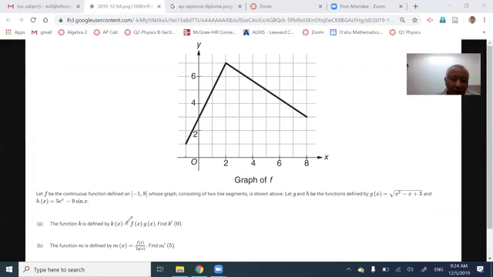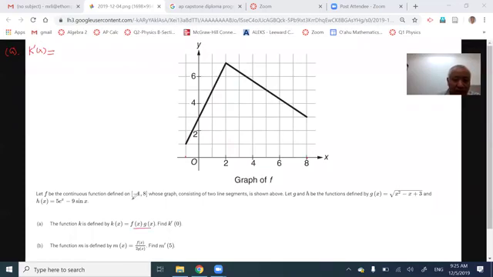Part a: the function k is defined by f(x) times g(x). Find k'(x), the derivative of k, when x equals 0. So when you do a, you find k'(x). So that will be equals to what?